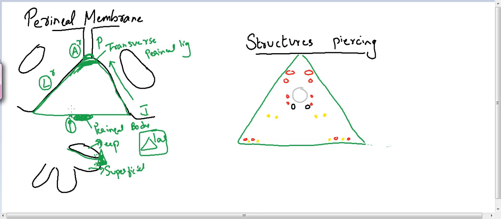Moving on to the structures piercing the perineal membrane. The structures piercing the perineal membrane are as follows. Already I have written the outline for you. So this is the perineal membrane. A simpler diagram like this will help you in the exam to get good marks. So the following structures pierce the perineal membrane. First we have to label this structure. This is the urethra.